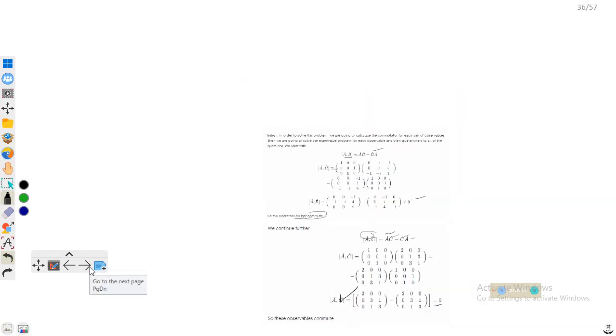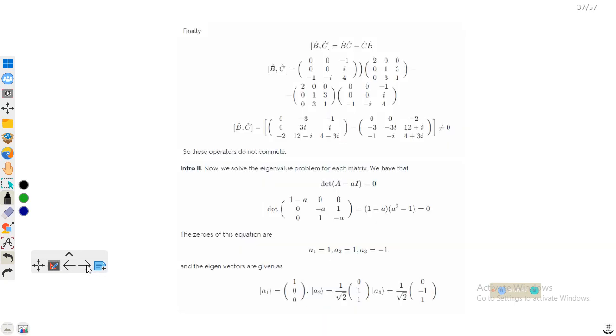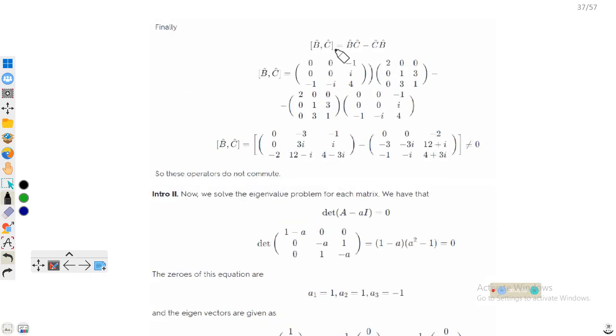Similarly, for B and C, the commutator will be equal to BC minus CB. If we check their compatibility, this also does not come out equal to 0. It means they do not commute.